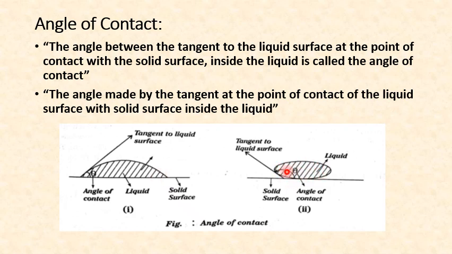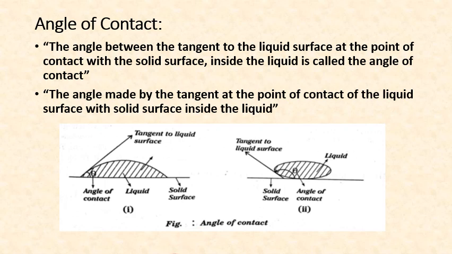For example, we can consider the two liquids here to be water and mercury. Water makes a shape when it is put on the solid surface like this. However, when you put mercury, which is also a liquid, it makes a different shape compared to water. Mercury makes a shape similar to this.